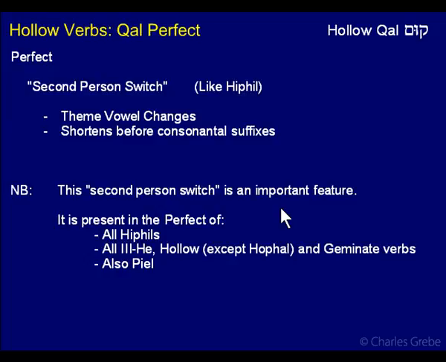I'm saying here that this is an important feature for the hollow verbs in particular, and we also see it in the hiphils, the three hay, all the hollow verbs except hofal. What happens in the hofal is, like most passives, or at least the pual and the hofal, the features tend to get homogenized. They all sort of become the same, and so you lose this distinction between third and second person. And we also see it in the geminate verbs, our last set of verbs, and also in the piel. We saw it in the piel, at least in the strong verbs.